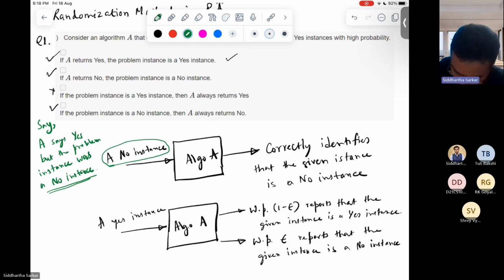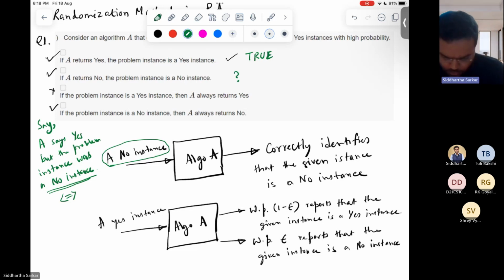So our assumption that A says yes but the problem instance was a no instance is not possible. Therefore we have a contradiction, so this cannot be true. It means that the opposite is true. That is, if the algorithm is saying yes, then the problem is definitely a yes instance. So this is true. So is that clear? So proved by contradiction. Yes. Okay. So let us now look at the second question.